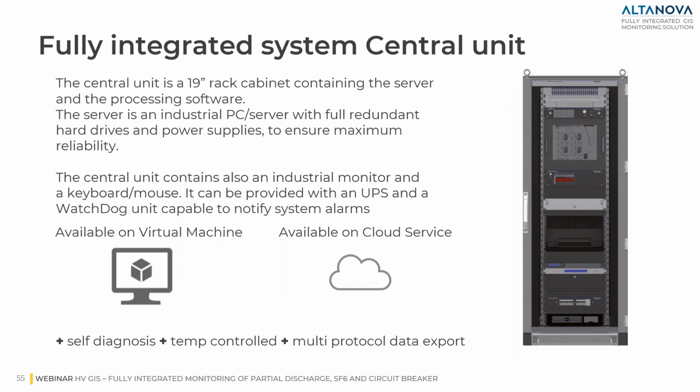In the central unit, here you have an example of a 19-inch rack cabinet that contains the server, the software, watchdog, we can have UPS, we have a fully redundant hard drives and power supplies configuration. This is to ensure the maximum reliability. We have a monitor, printer, a keyboard, mouse, everything needed by our operator.